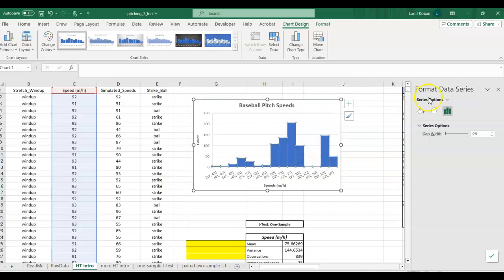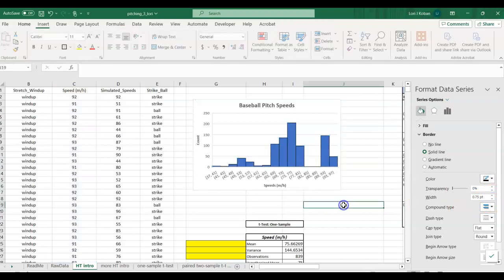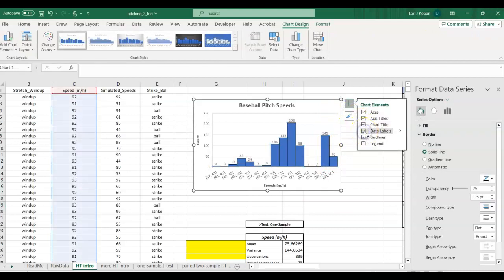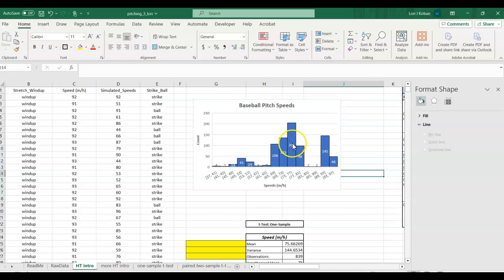Okay, so now we have it a little bit clearer as far as reading. I just want to remind you, you can do this. I love to put borders around the bars to help separate them. I think it looks really nice for the user. Okay, the last thing I'll do is just to remind you, we can put data labels. And maybe I will label in the center. Okay, very good. So now we have that there are 205 pitches in this 73 to 77 bin.